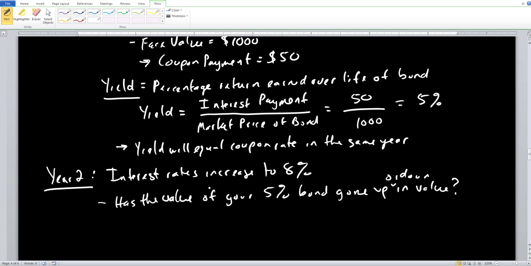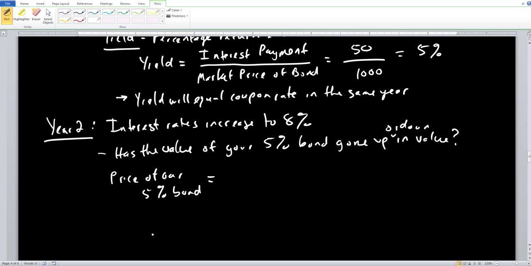And in order to find out the fair market price of the bond, we can use this yield equation right here. Just algebraically manipulate it a little bit. So the market price of our 5% bond, we want to solve for this market price of the bond on the denominator. So we're going to multiply it on the left-hand side and on the right-hand side. We're going to bring the yield down on the bottom right here. So the market price of our bond is going to be equal to the interest payment divided by the yield.